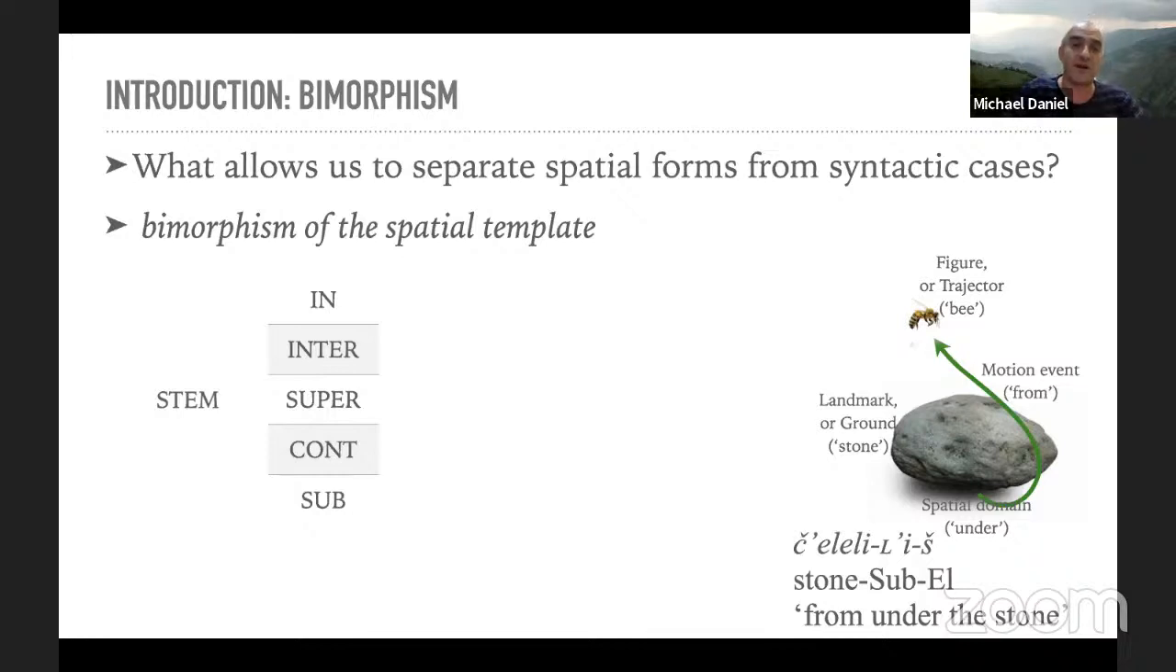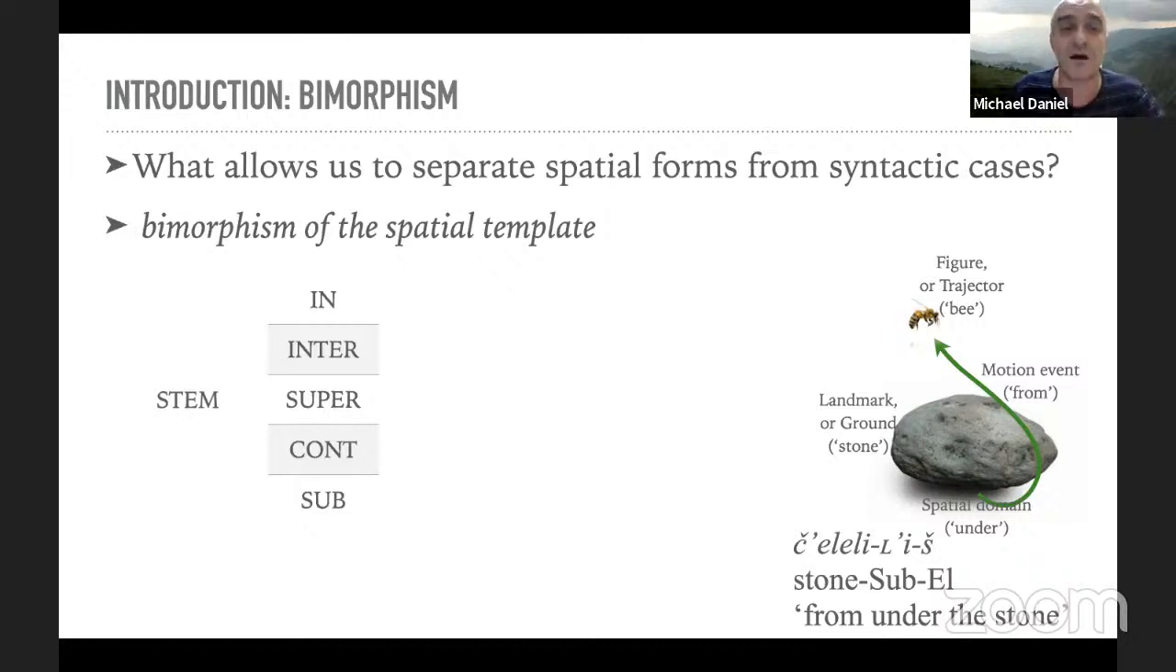Super would mean on the horizontal surface of something, like on the table. Cont is a little bit more complex, but usually it describes a location on a surface with some kind of contact between the figure and the ground, like a picture hangs on the wall. And sub is location in this, which corresponds to the spatial domain under the landmark. So this slot is the first slot, and it can be occupied by 5 different meanings.